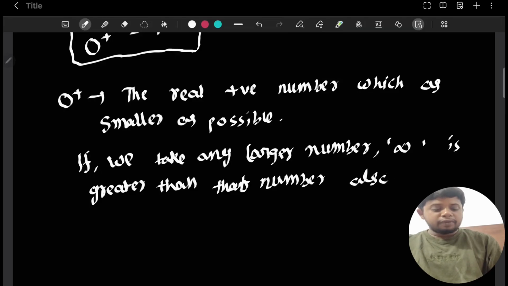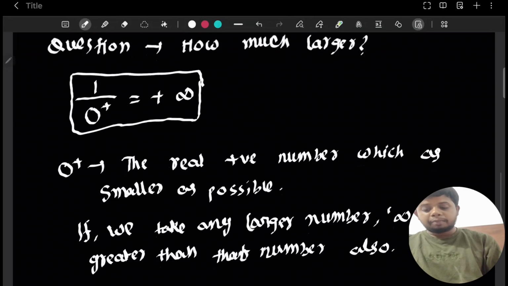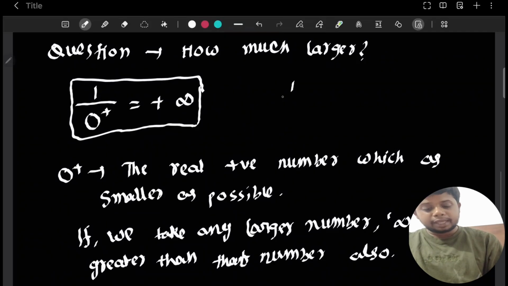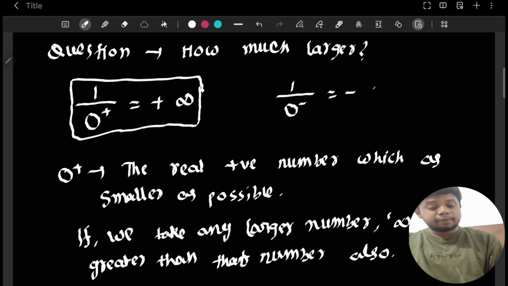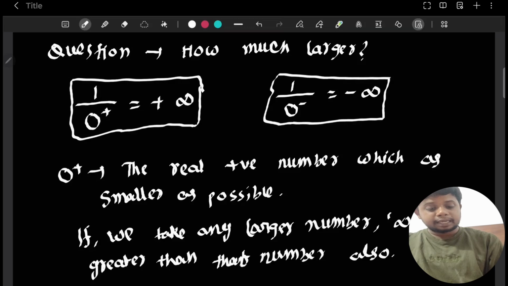So if this is the case, this 1 by 0 plus is infinity, that means you can say 1 by 0 minus equal to, you guessed it, of course. If I take a negative number which is nearer to 0, like minus 0.000001, we'll get as small a number as possible in the answer. We'll get minus infinity. In maths, we'll denote it by minus infinity.